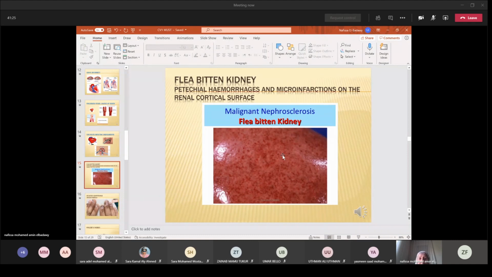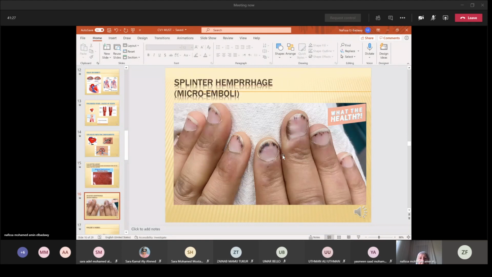They also cause splinter hemorrhages under the nails, which we see here. These are due to microemboli that reach underneath the nails and cause splinter hemorrhages. So in cases of infective endocarditis, it causes pyemia and septic emboli, and will cause pyemic abscesses in different organs, and it causes systemic pyemia.